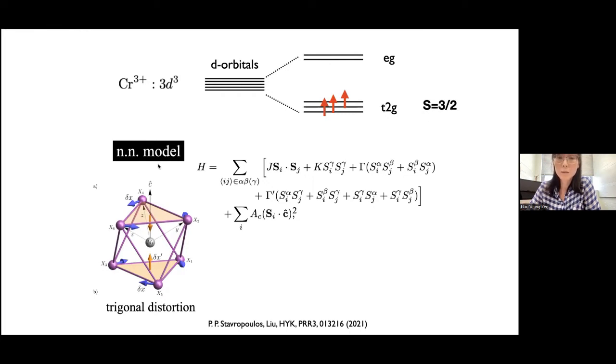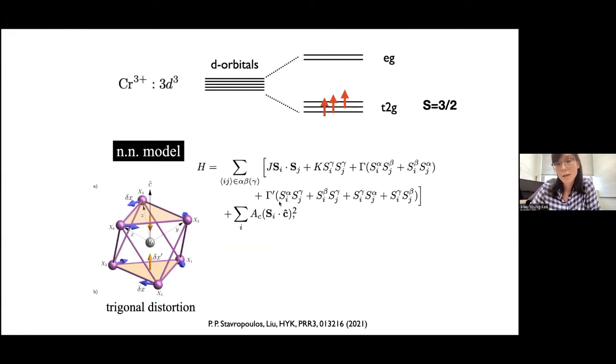The nearest neighbor model is going to have the Heisenberg interaction, the Kitaev interaction, and the gamma interaction. These are all symmetry allowed. In real materials, of course, we have a small trigonal distortion, which is going to squeeze this octahedra and rotate it counterclockwise. This one has the R3 bar symmetry, but one can also build slightly different structures based on the stacking along the c-axis.